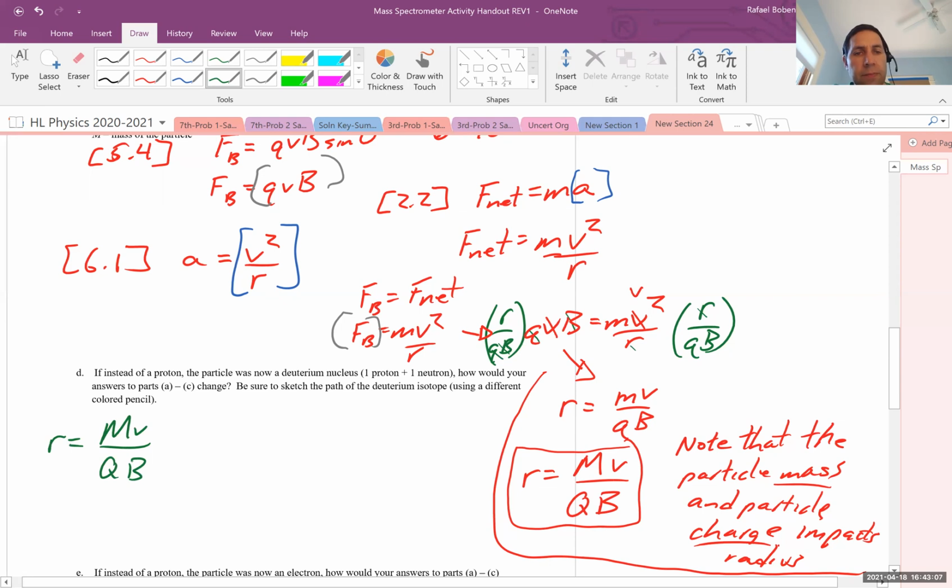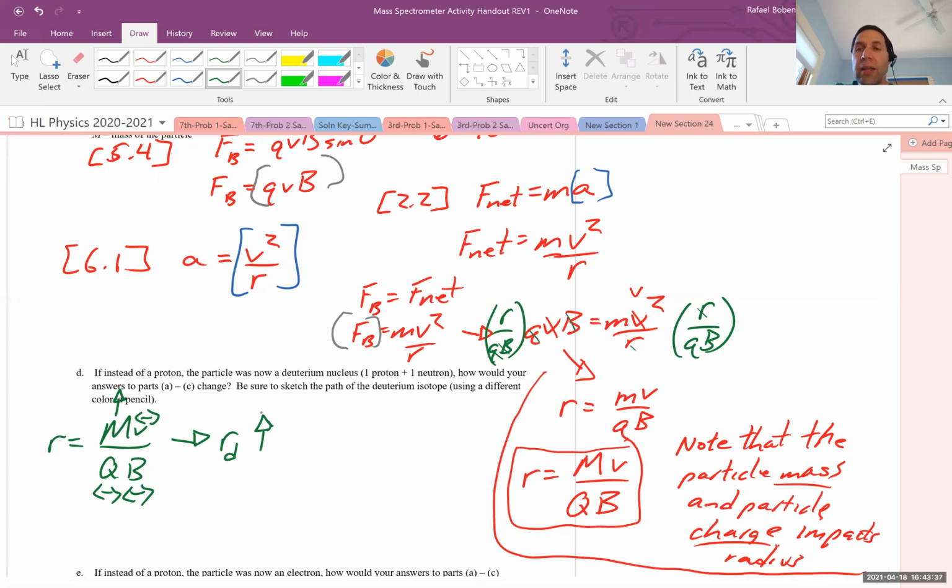So let's think of this. If I don't change the magnetic field, that's the same. I'm not changing the charge of the particle, right? Because a neutron does not have a charge, so q hasn't changed. I haven't changed the speed of the particle. What has changed? If I have 1 proton and 1 neutron, the mass of the particle has gone up, right? If the mass of the particle has gone up, then what's going to happen? The radius for deuterium is going to be more than the radius for that of the proton from the earlier example.